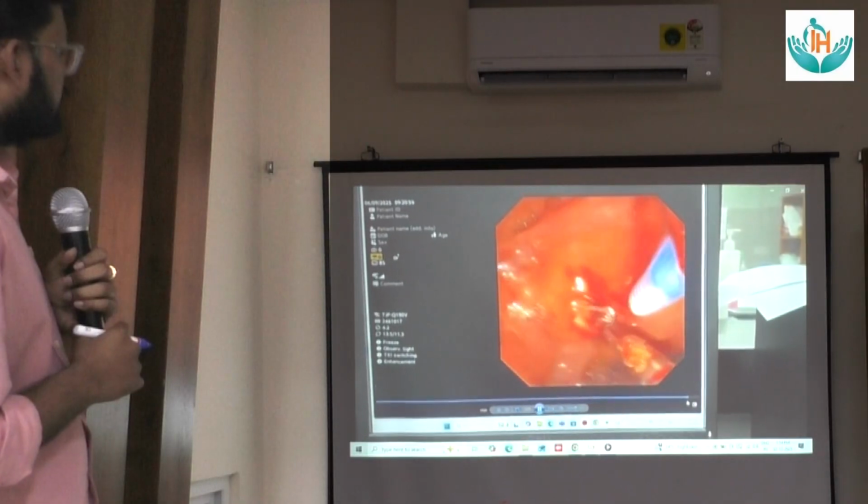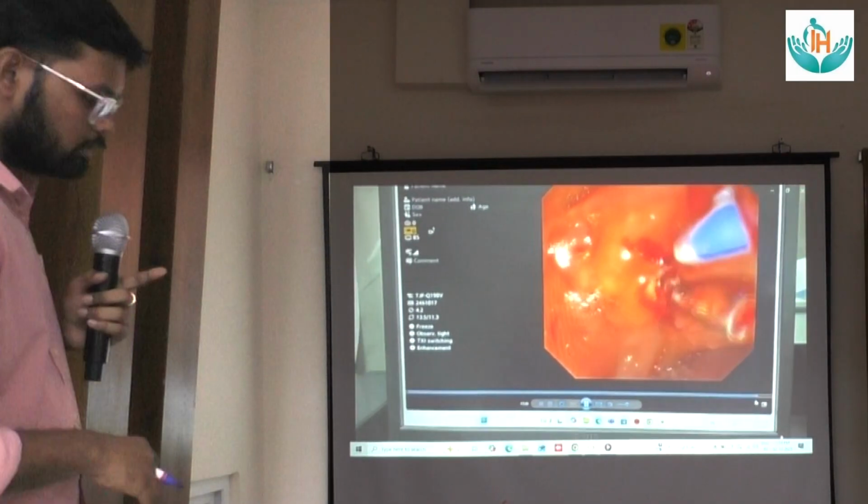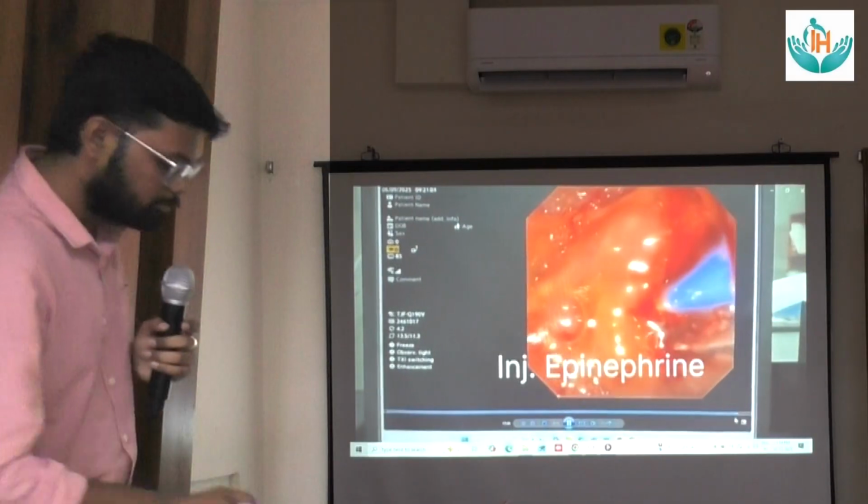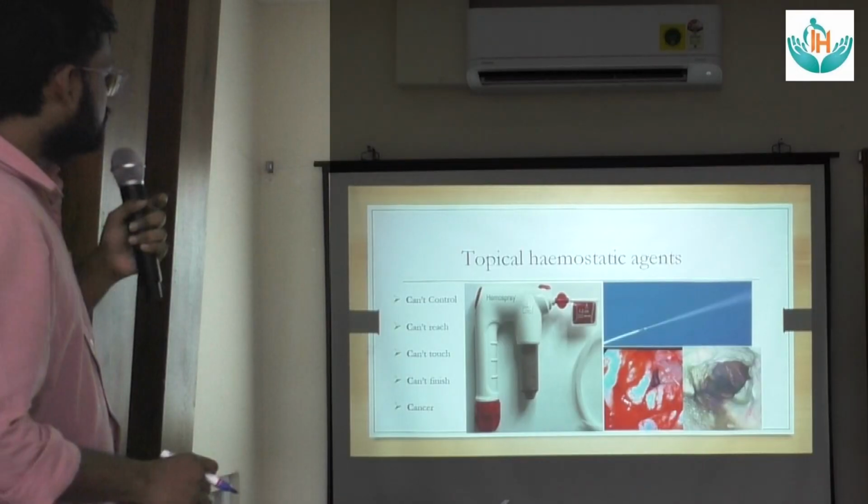We applied hemoclip first and then we injected adrenaline around the sphincterotomy site. So that has taken care of the bleeding in that patient. The last line is topical hemostatic agents.